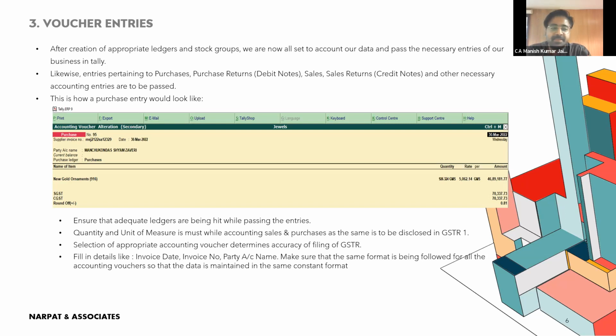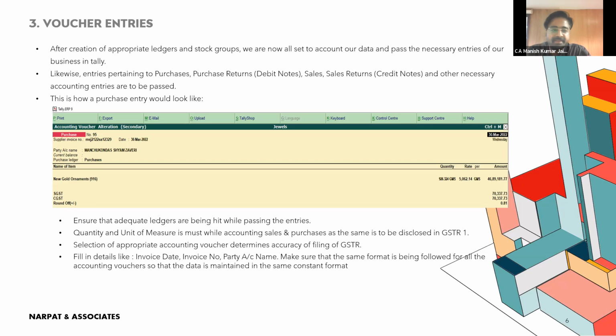In my example, supplier invoice number, date, party name, we have already created. In that party name, if you don't write the GST number at the time of creation of the ledger, while filing GSTR1, you will not get B2B details. You will get only B2C details. Only if it is a registered dealer will it go to B2B.